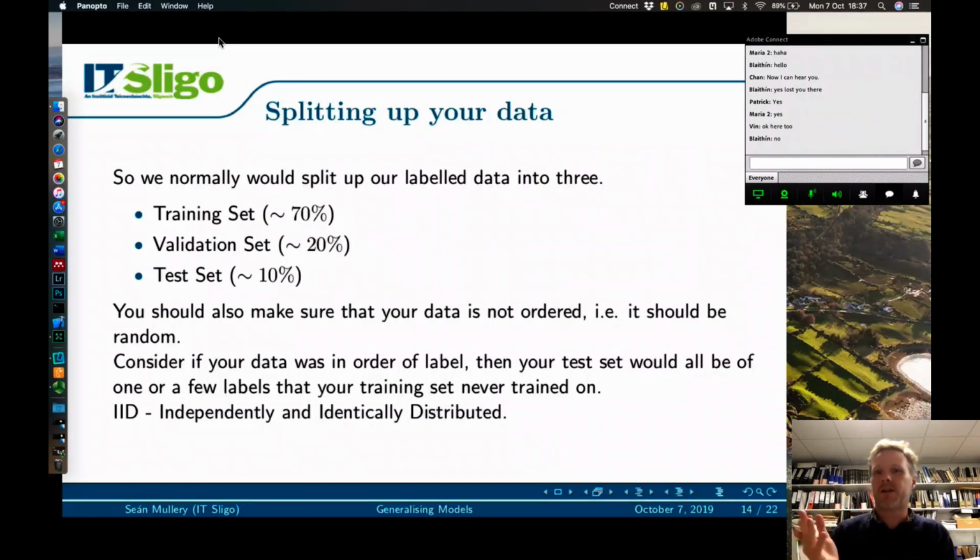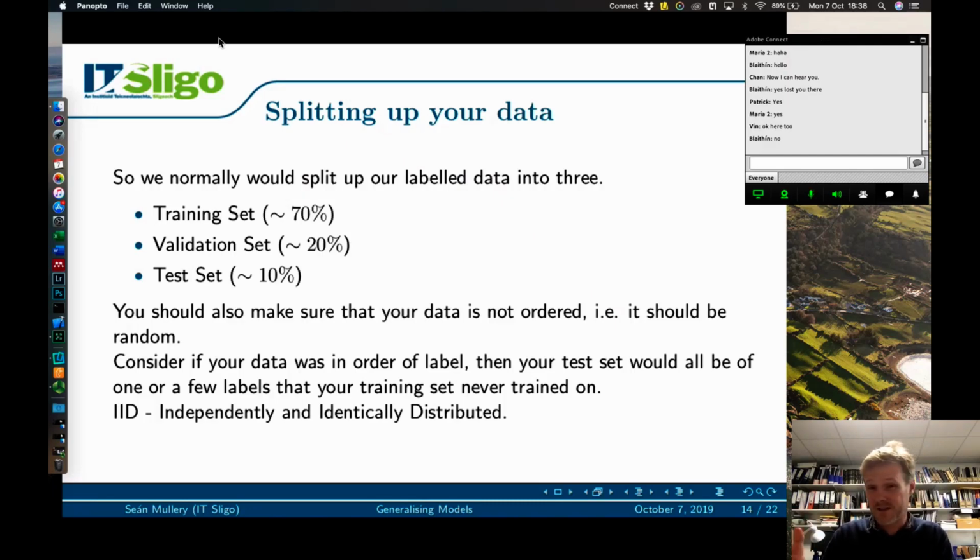So in a normal set of circumstances, but it really depends on how much data you have, we normally like to split our labeled data into three. Training set, around about 70%. Validation set, maybe around about 20%. And a test set, around about 10%.